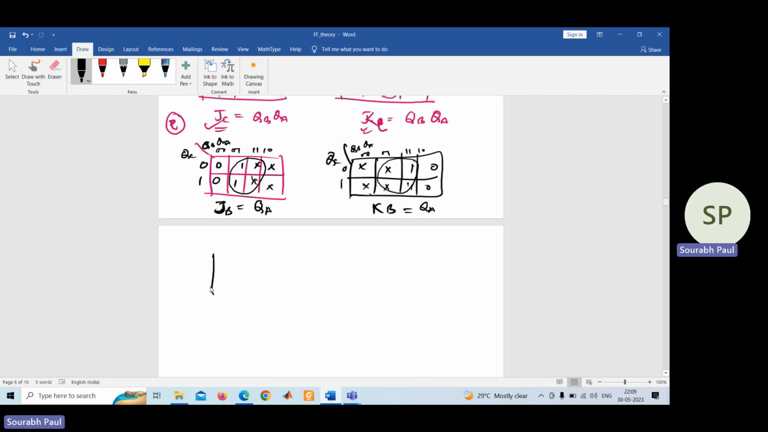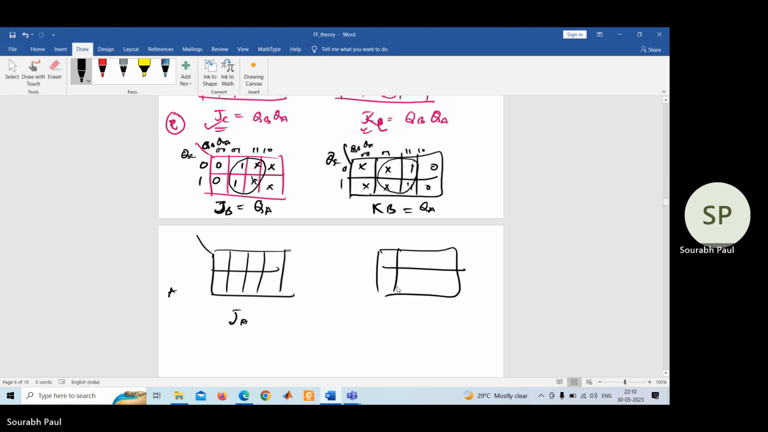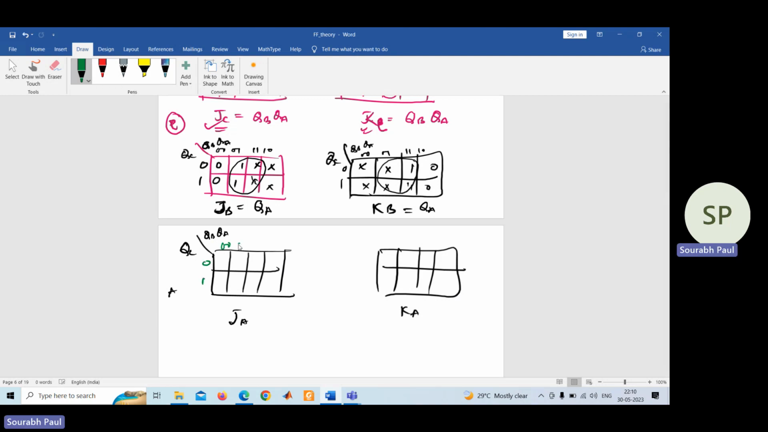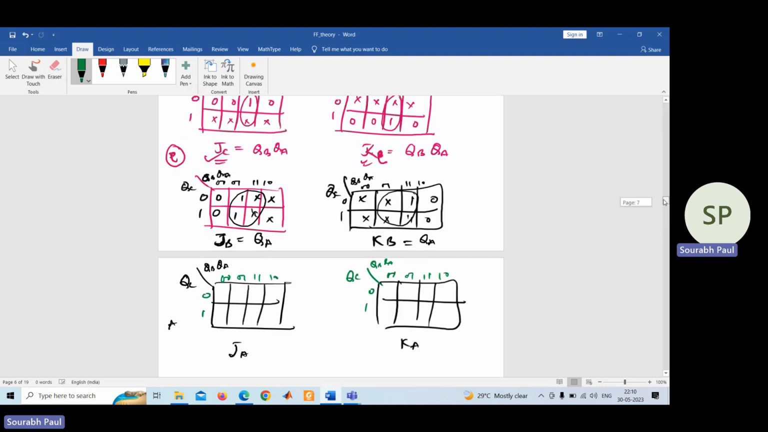Okay, now follow the same procedure for flip-flop number A. In this case also we need to find out JA. The variables are QC, QB, QA. I can use different variables. 0, 1, 0, 0, 0, 1, 1, 1, 1, 0. The inputs are QC, QB, QA. Now check what the values are for JA.